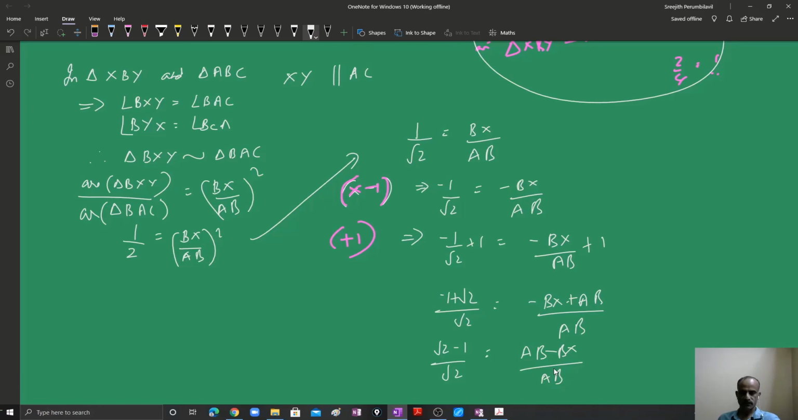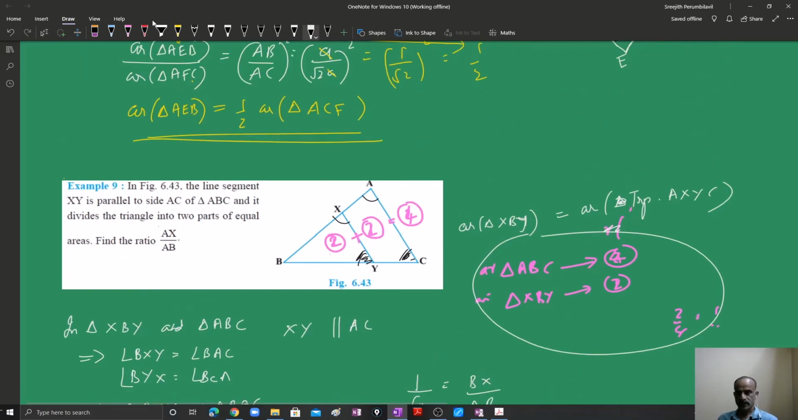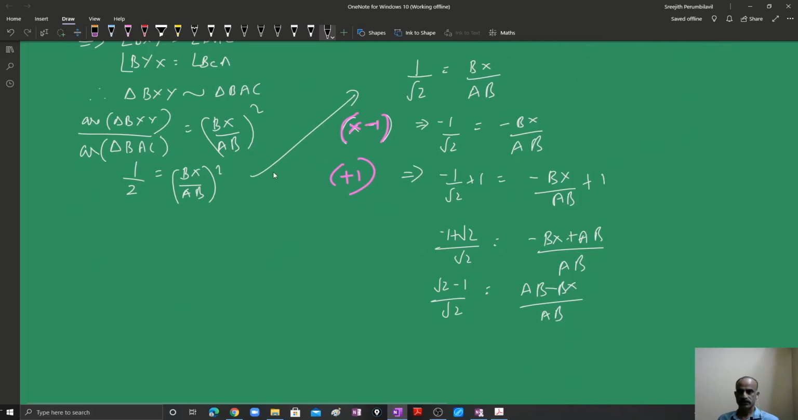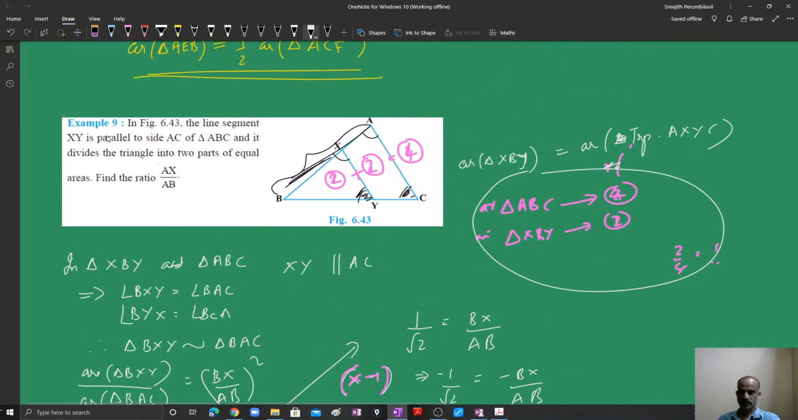Now looking into the figure, AB minus BX, what remains? It remains AX. So here it comes, this is equal to AX by AB, that is equal to root 2 minus 1 by root 2. This is what is asked. Okay, AX by AB is asked.